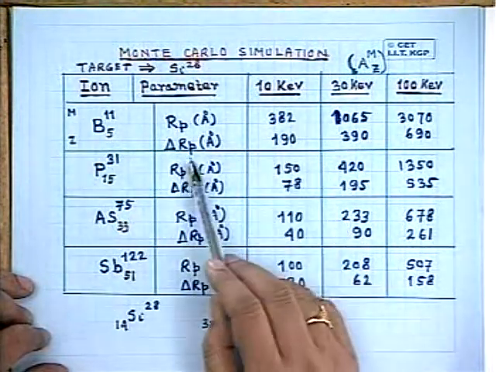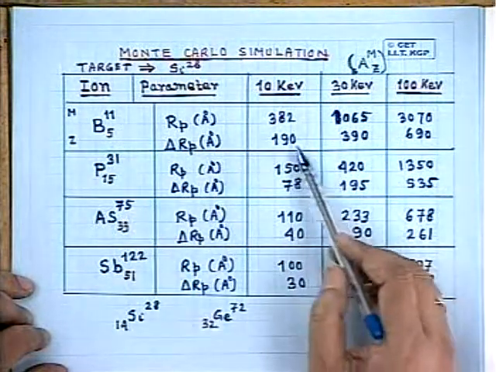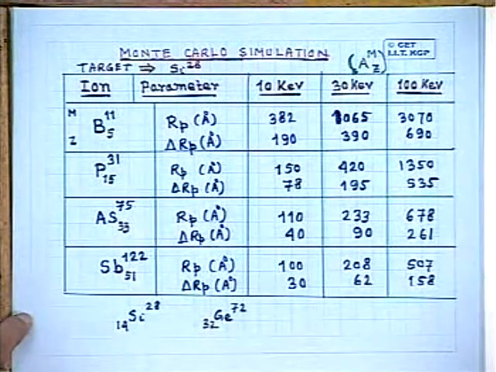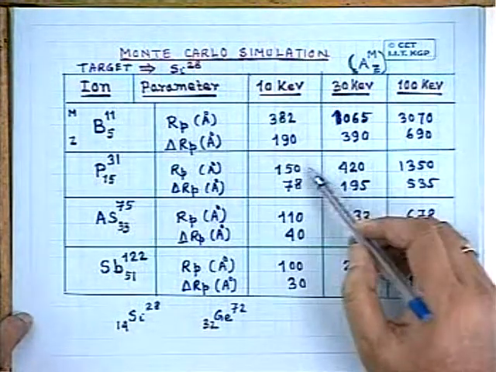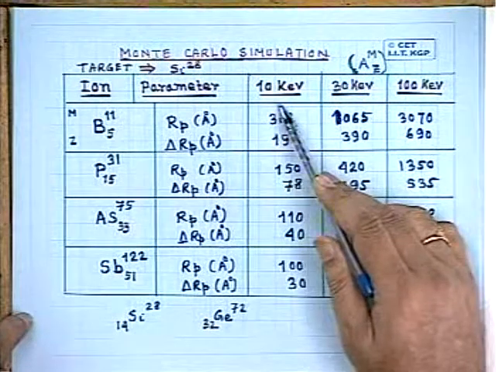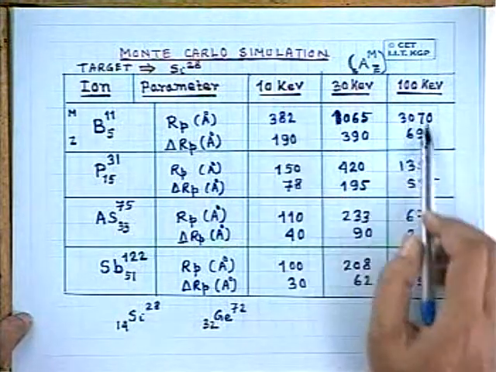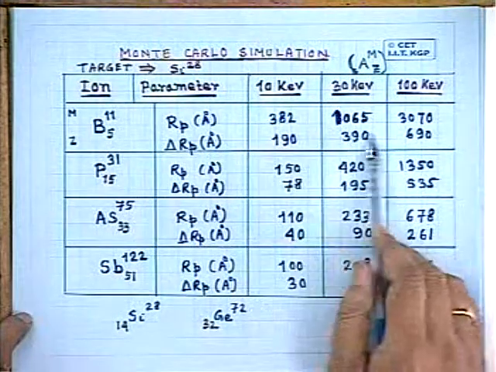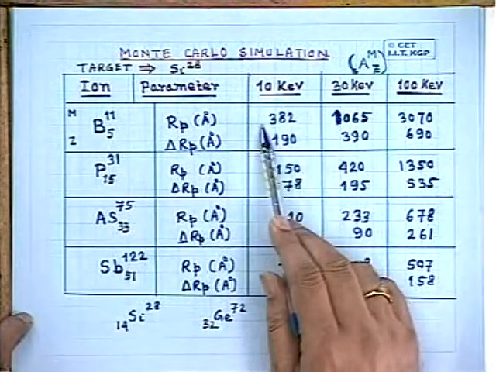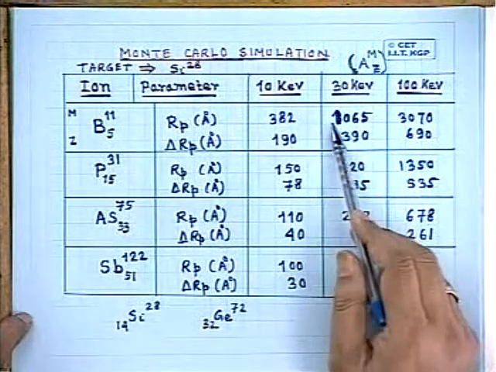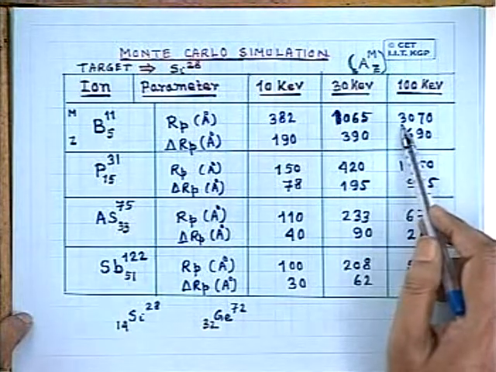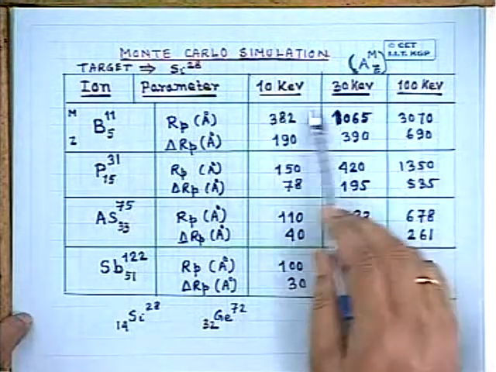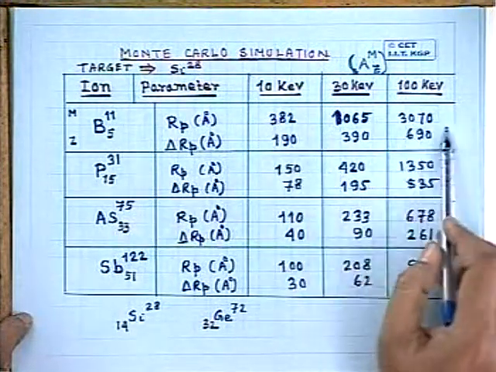So, delta Rp is the straggle, and straggle also reduces if you use ions of heavier mass. The straggle values also change with energy, and if you increase the energy, it is seen that the Rp also increases. You see here for 10 keV 0.038 micron, 30 keV 0.1 micron, 100 keV 0.3 micron. That is also as expected. If you increase the ion energy, this increases.